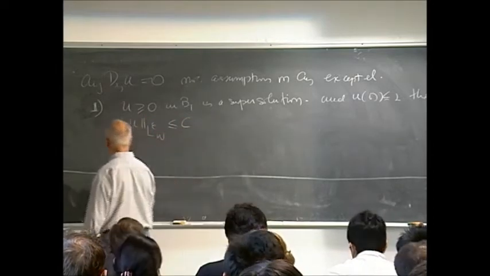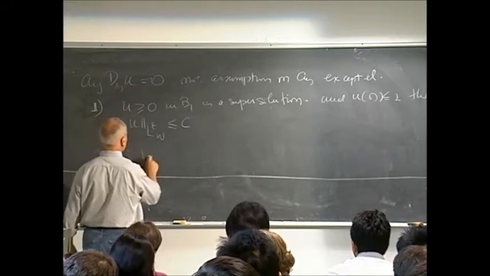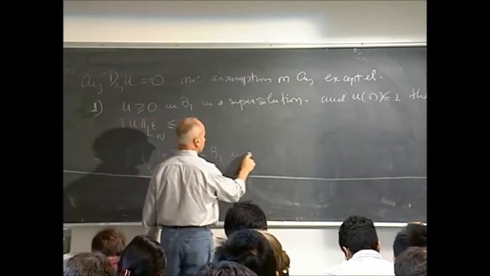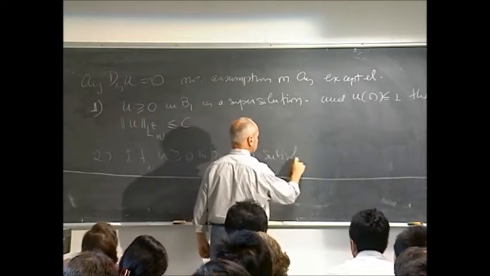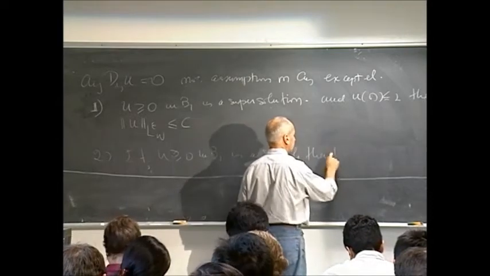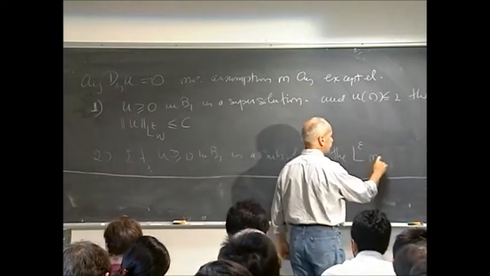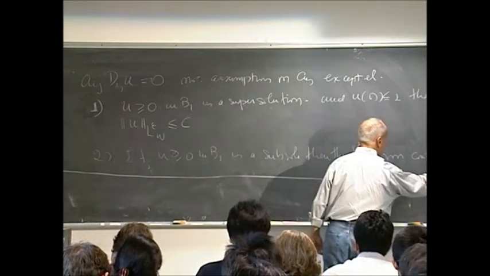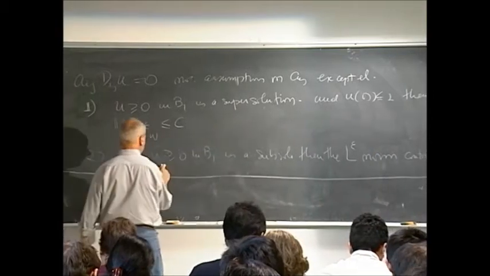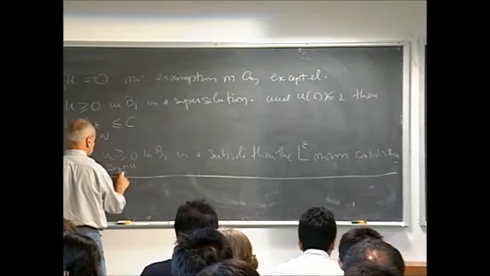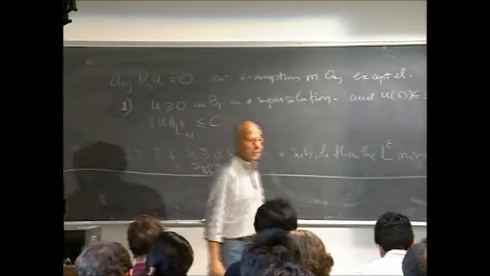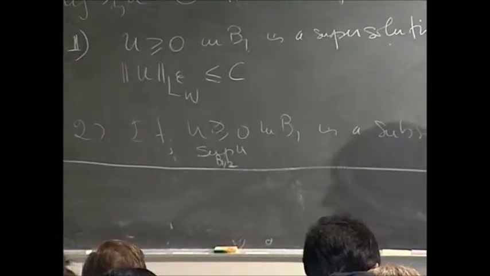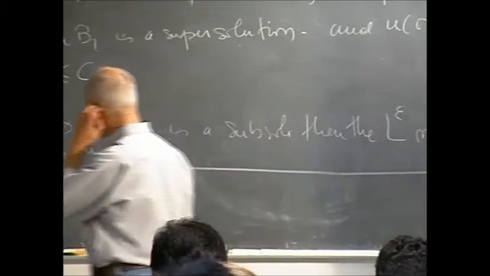And then the second part says, if u bigger or equal than 0 in B1 is a subsolution, then the L epsilon norm controls the sup. And this again was a reasonable theorem. If you think of subharmonic functions, the value at the point is controlled by the average.